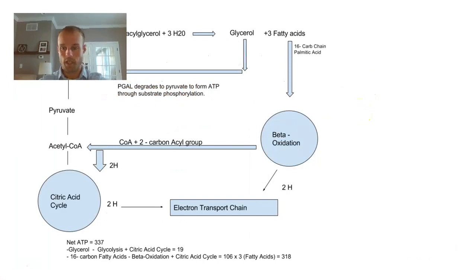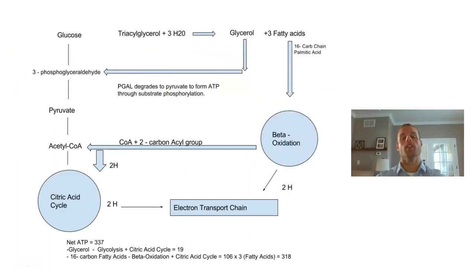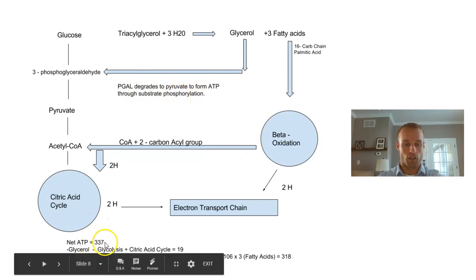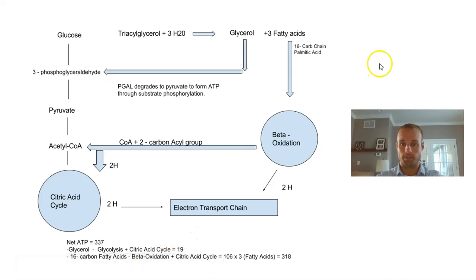Okay. Now, this is us breaking down a triglyceride, or a fat, and this is how we're going to break it down into ATP. So first we have a glycerol. Glycerol can actually transfer into something we call a PGAL, and it degrades to pyruvate to form ATP through substrate phosphorylation. And we see down here glycerol and glycolysis getting into the citric acid cycle nets 19 ATP.